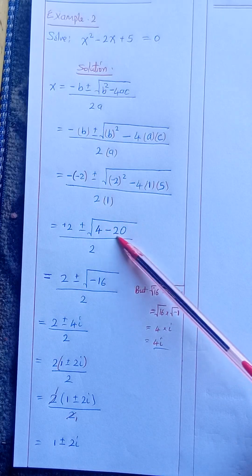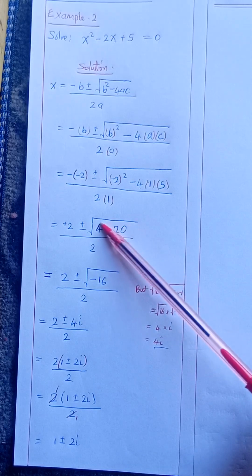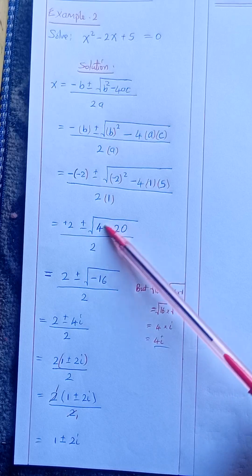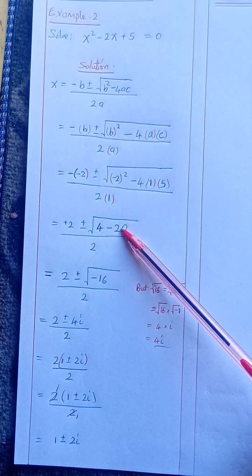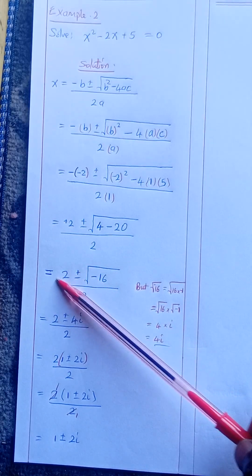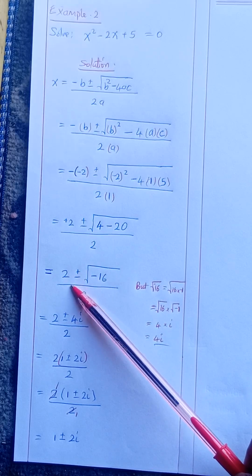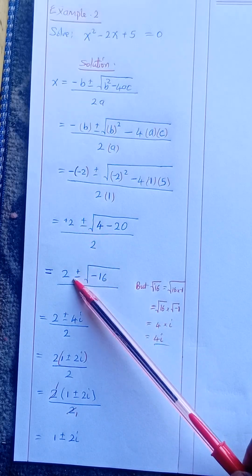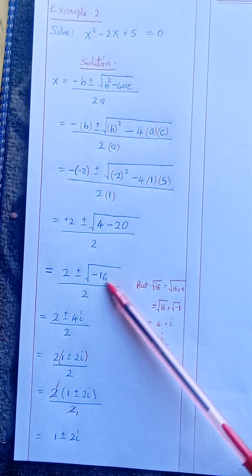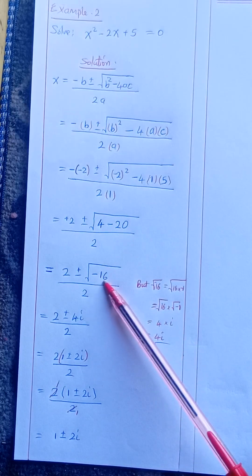And this is what we have. And what is in the root sign here is what we call the discriminant. Everything or expression in the square root sign, we call it the discriminant when it comes to the quadratic formula. Now, the denominator is 2. So in the next step, we have 2, because we know positive 2 is the same as 2. Then we copy everything. Then plus or minus the square root of this one, 16. Now 4 minus 20, we get negative 16.